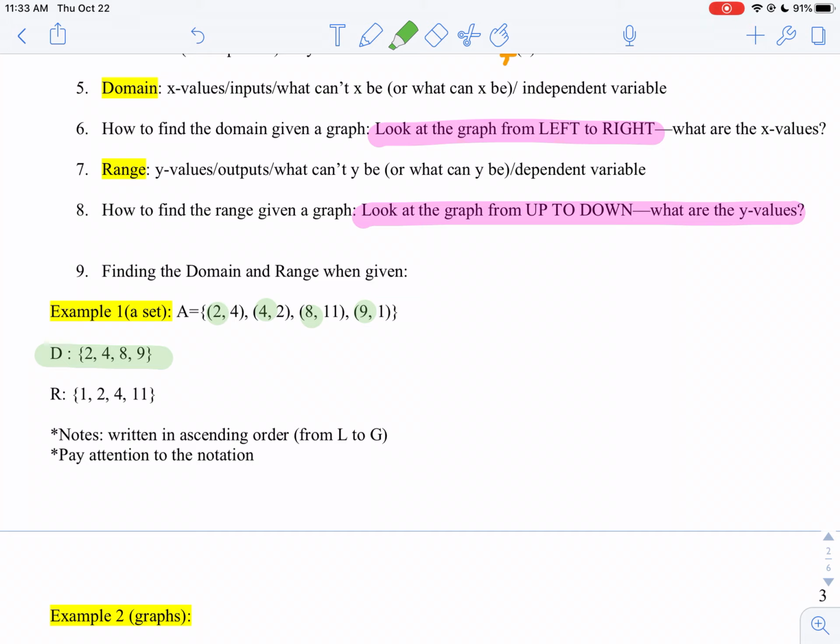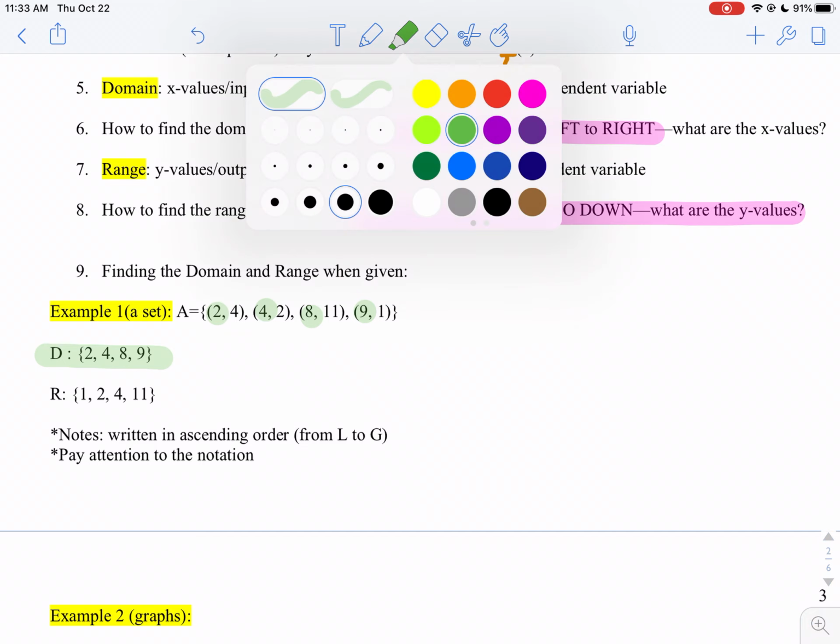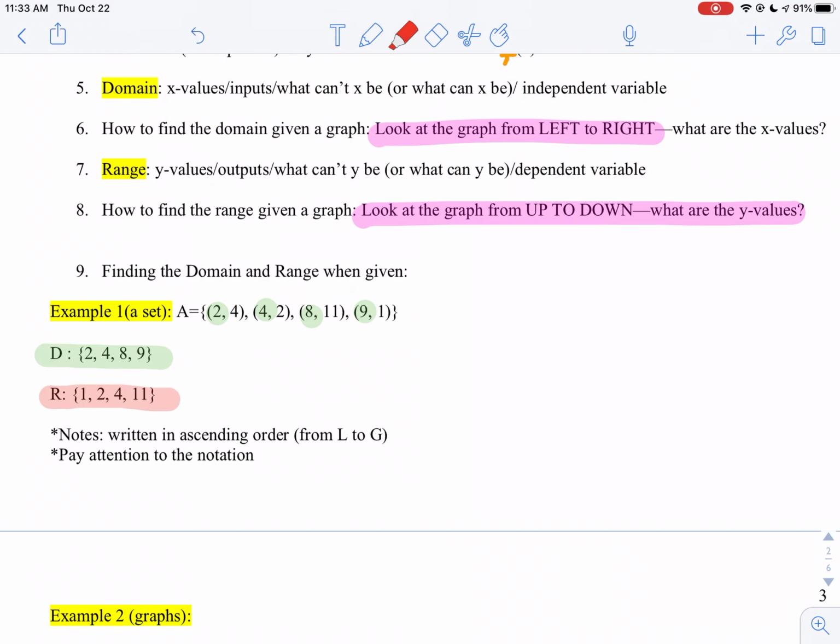If you have repeated ones, I would like you to write them down, because a lot of times they don't, unless you have a mapping, but you should always write down all the numbers so you see that there's actually a repetition. And for your range, again, the range is just the y values. So that's your y value, your y value, your y value, and your y value for those points. So domain, again, is the x values. Your range is the y values when you're given a set.